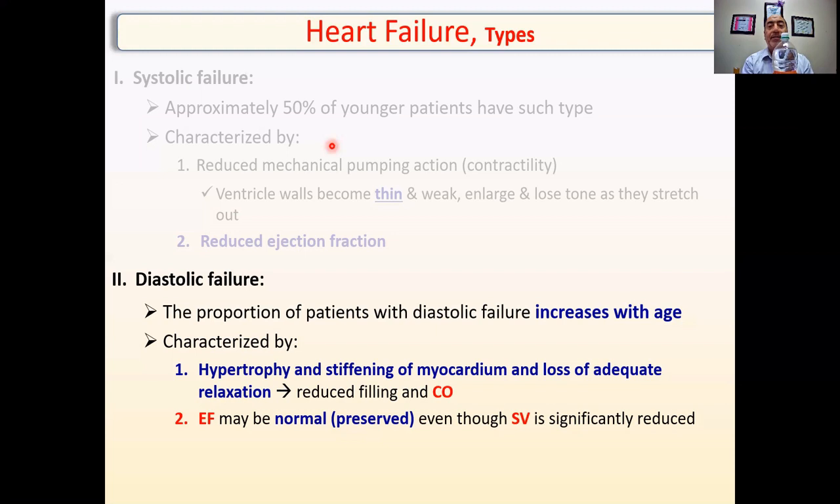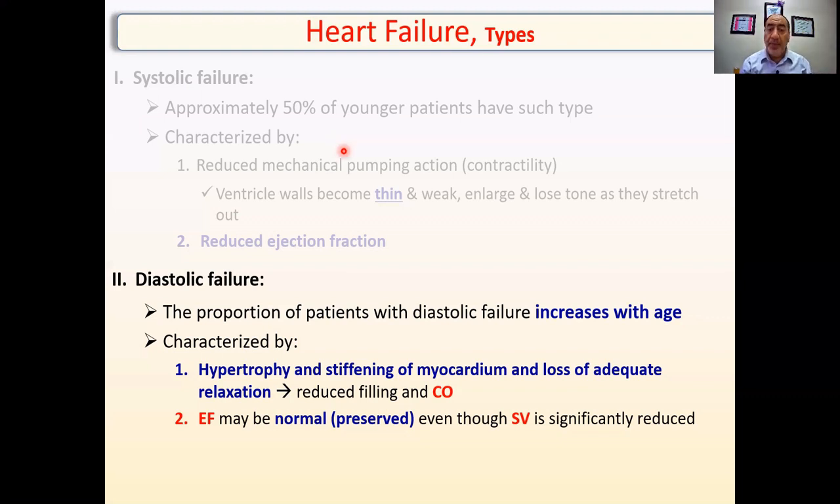But in systolic failure, the pumping action is less. The water, like the blood that's coming out, is less. But in diastolic failure, the amount of water itself, or the blood itself, I'm sorry, is less. So even though the pumping action could still be okay, the amount of blood itself is less because of the reduced filling or reduced end-diastolic volume. So again, the amount that's coming out of the heart is less.